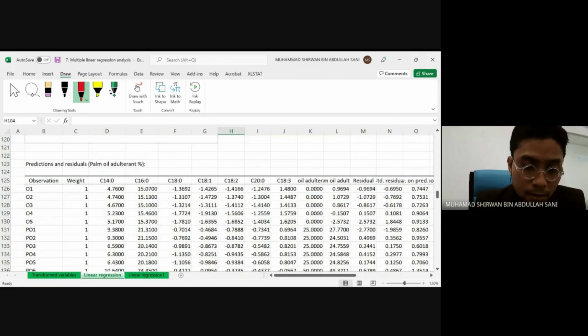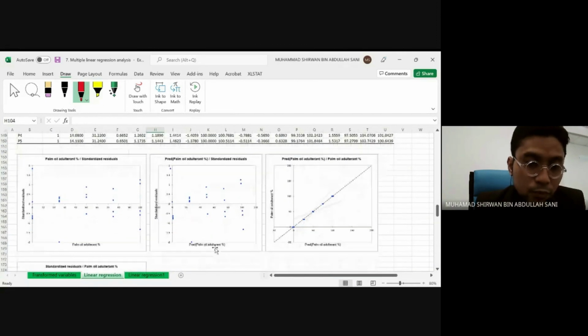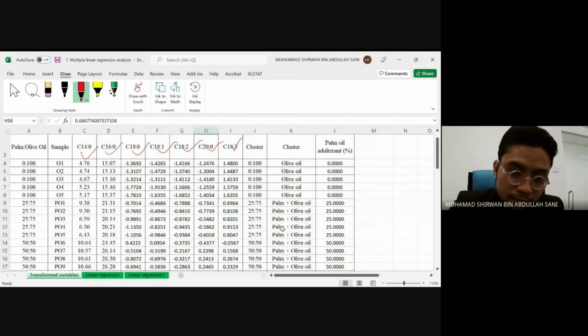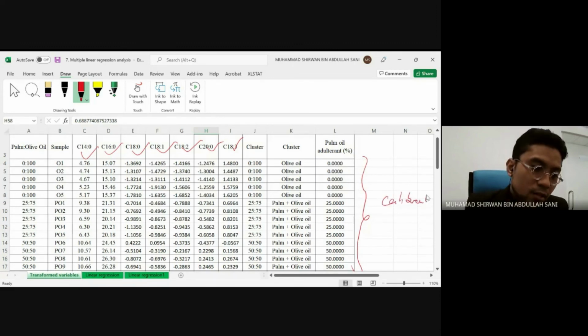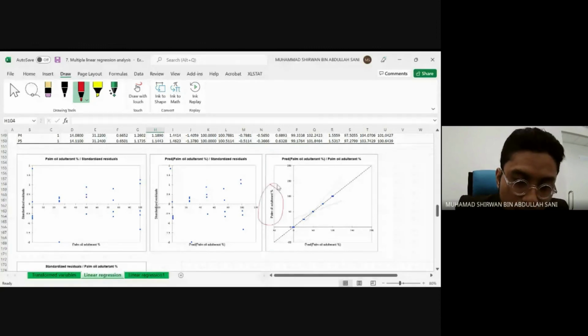Okay, so what else can we see from the result? I just move on. This one is the prediction, the calibration. Remember that we told you, this is the calibrant, the percent. Why do we need to rearrange from the lowest palm oil adulterant to the highest one? Because these are the calibrant, so we can get the result like this. The one that we prepared is here, and the one that we predict is the same, more or less.